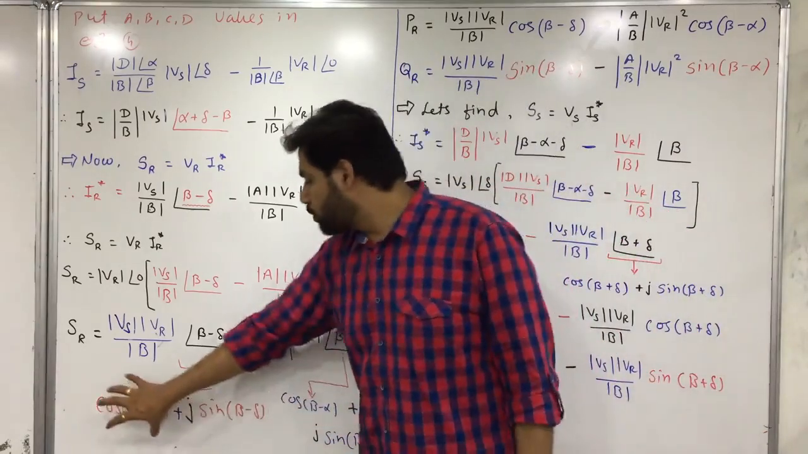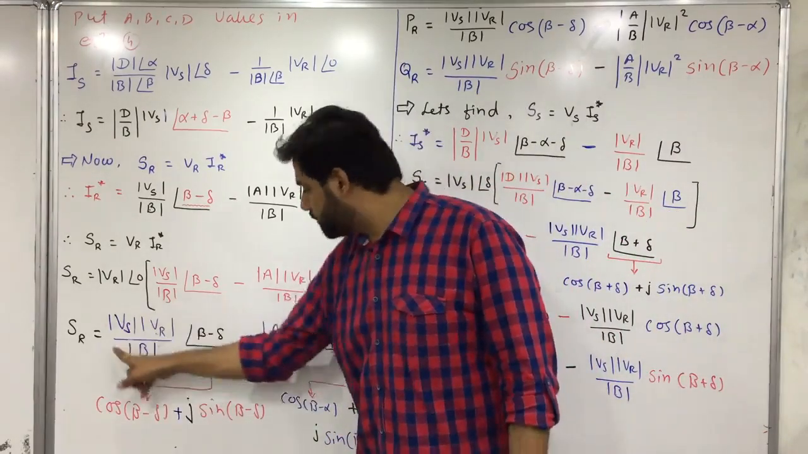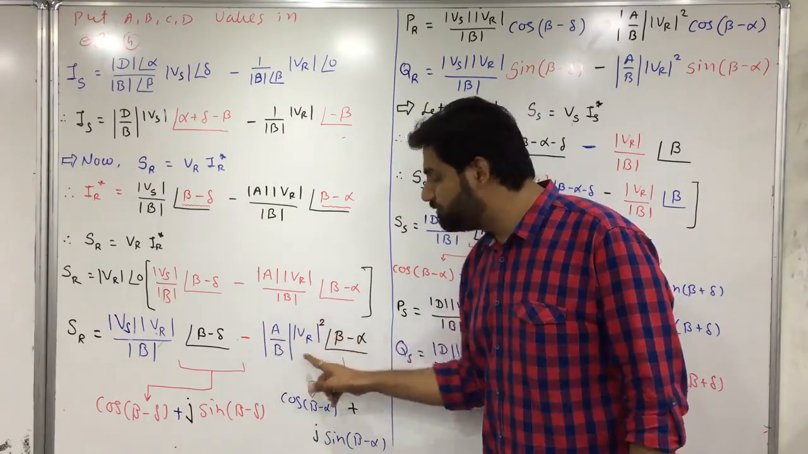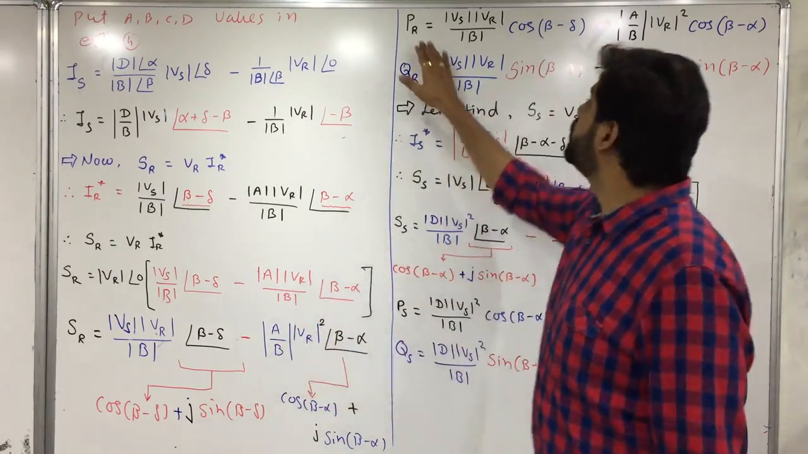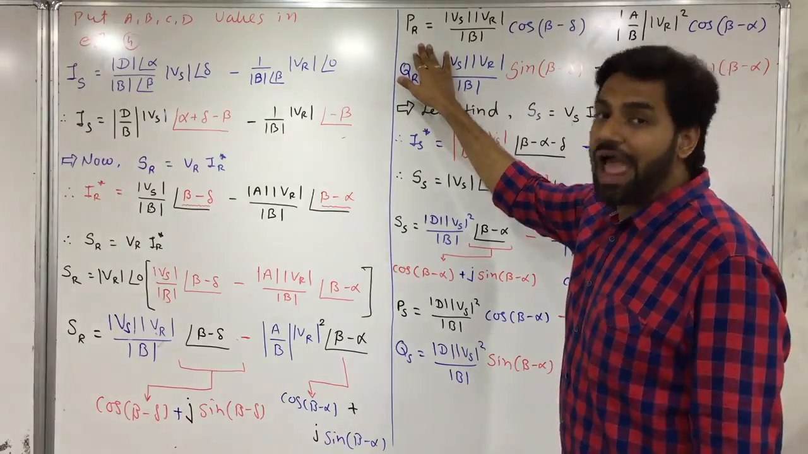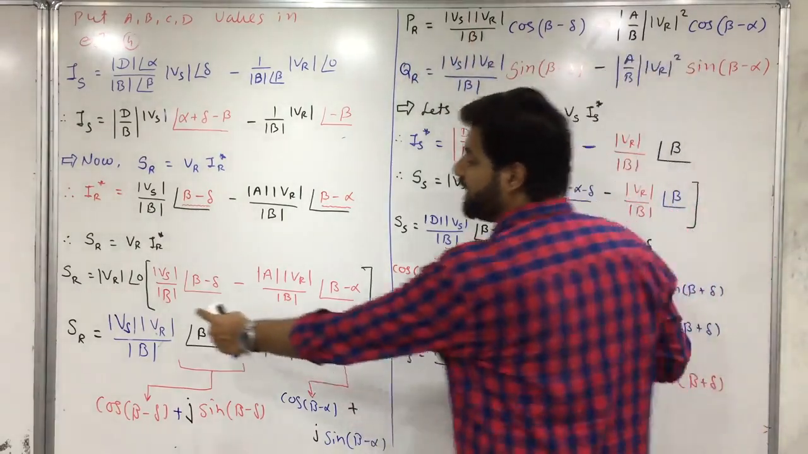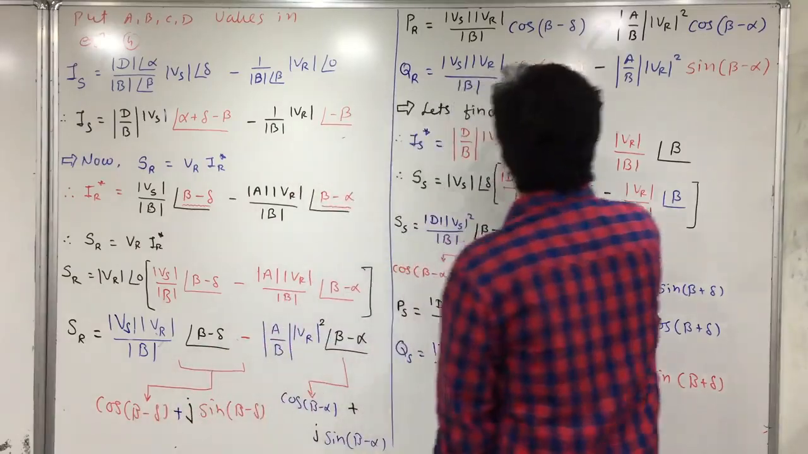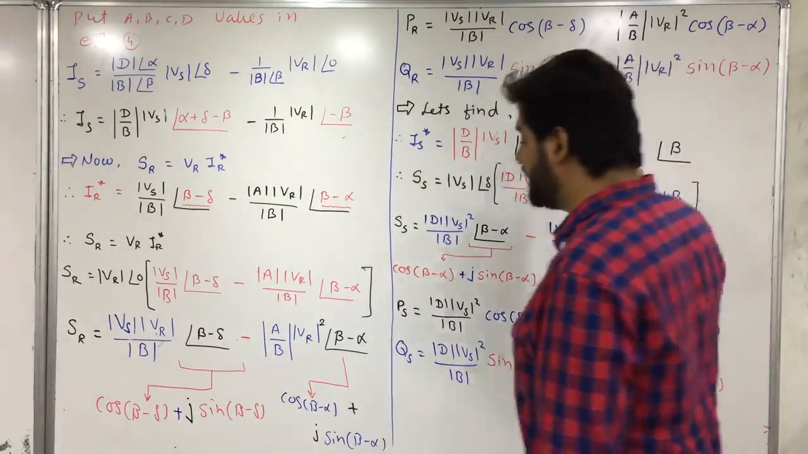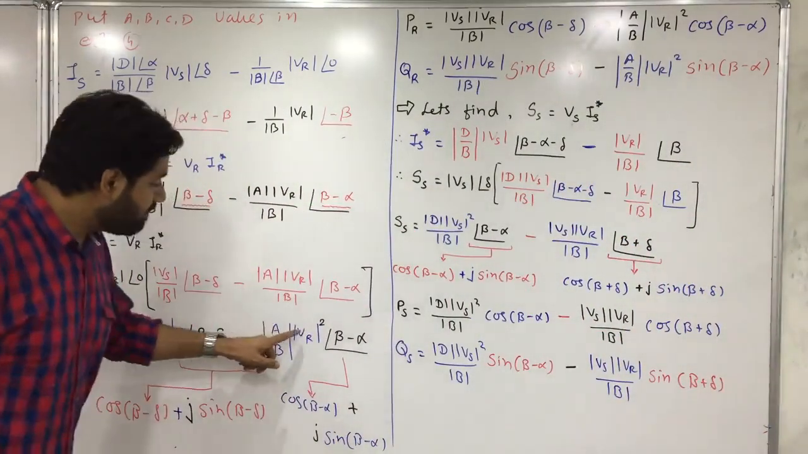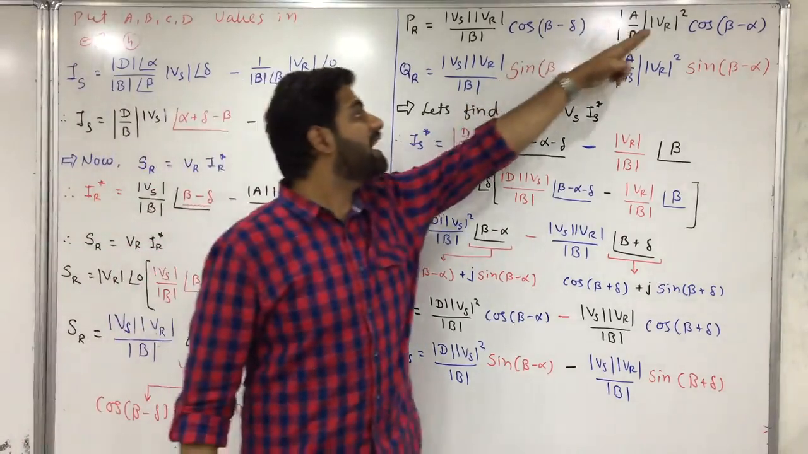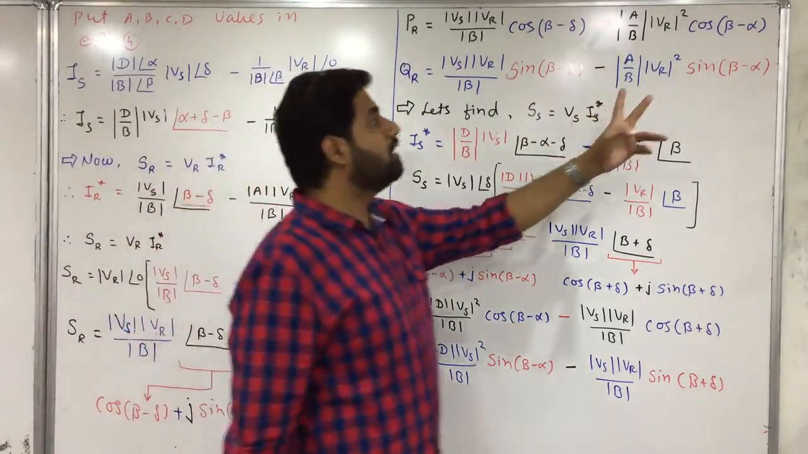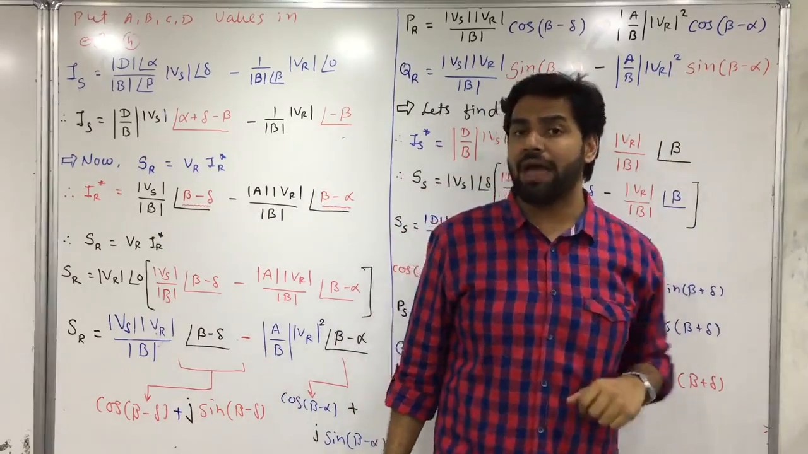So cosine of beta minus delta is multiplied with this magnitude and cosine of beta minus alpha is multiplied with this magnitude. It will give me the total receiving end active power, which is equal to VS VR upon B cosine of beta minus delta, minus A VR square upon B into cosine of beta minus alpha. So this is where I have got my active power.